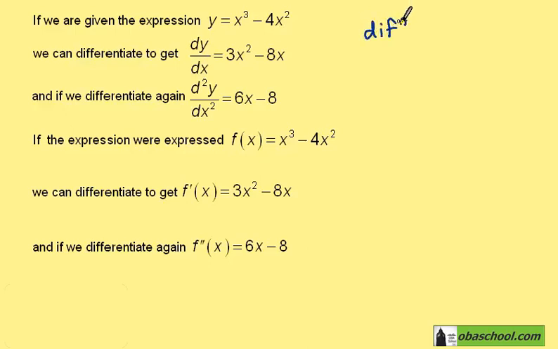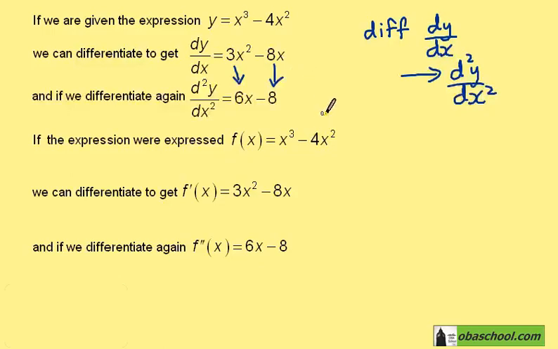So differentiating dy/dx gives us d2y/dx squared. We simply differentiate the expression for dy/dx, so differentiate 3x squared and the minus 8x.